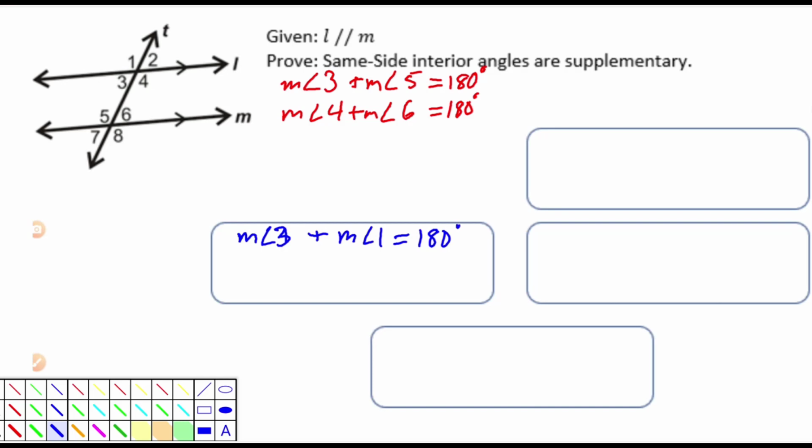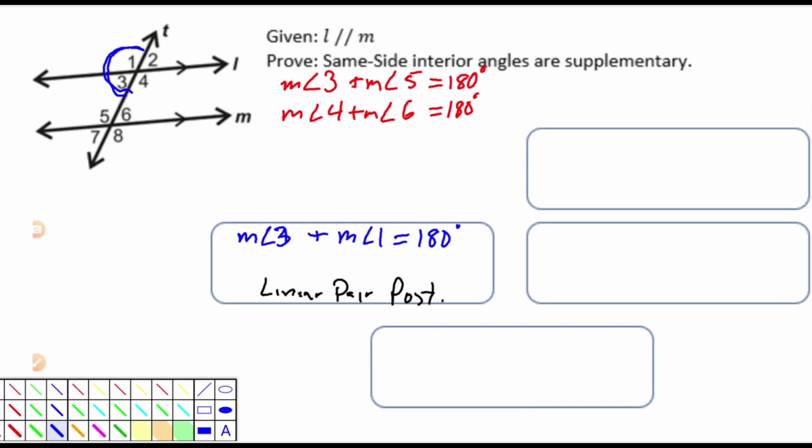And how do you know that? What would your reason be for this problem? Well, I would just say that's the linear pair postulate. That's what we learned a while ago. Okay, so we know that those add up to 180. And again, I know that these two right here add up to 180. That's going to add up to 180 degrees.